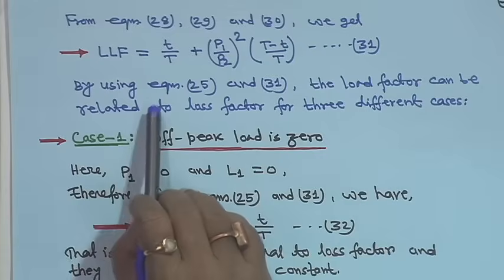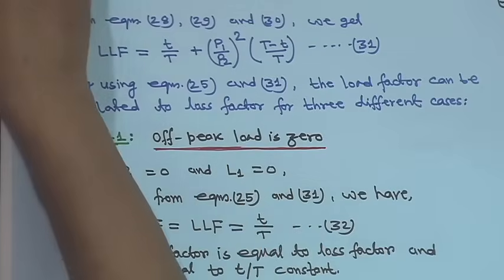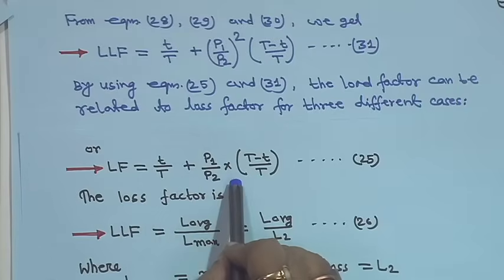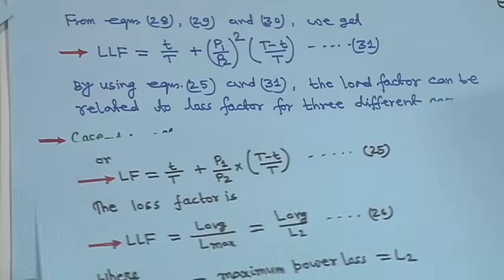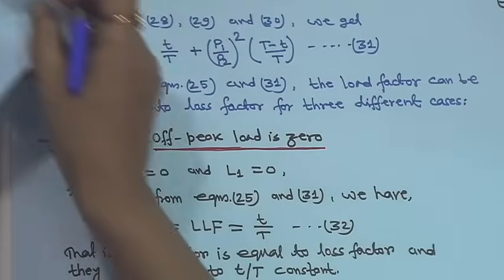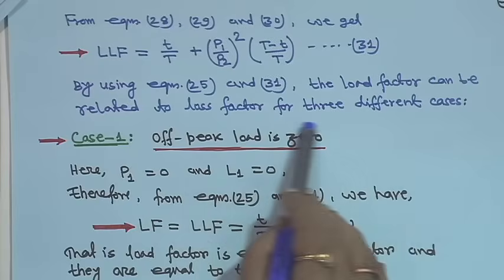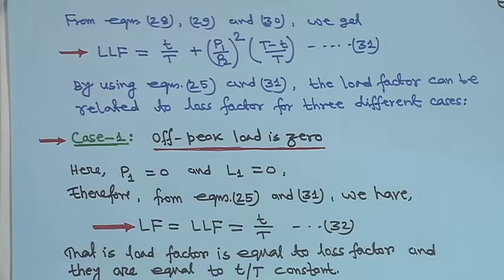Now, by using equation 25, which is the load factor equation, and equation 31, which is the loss factor equation, we will try to establish a relationship between load factor and loss factor. For three different cases we will consider, and from that we will try to establish some relationship.